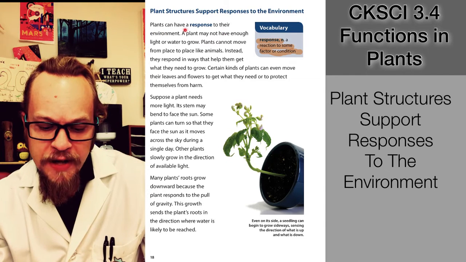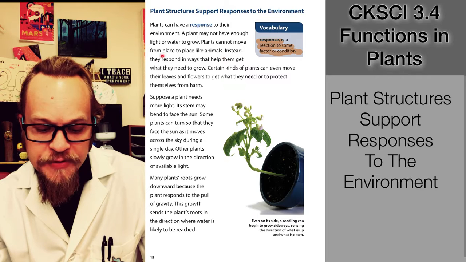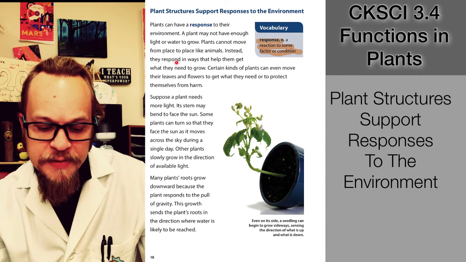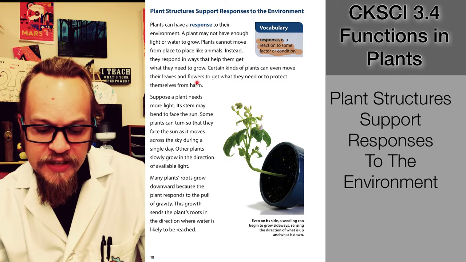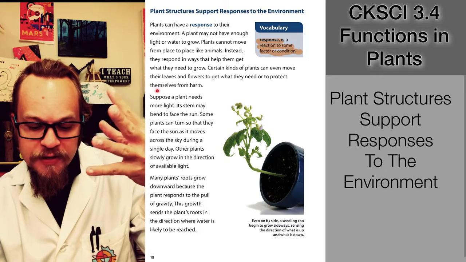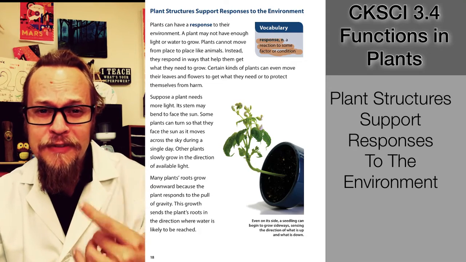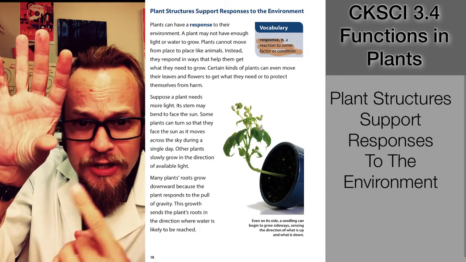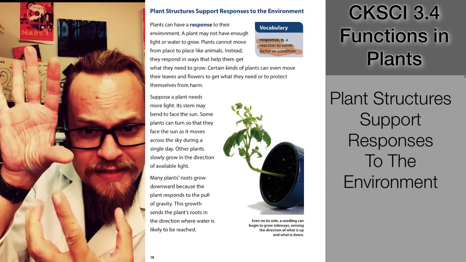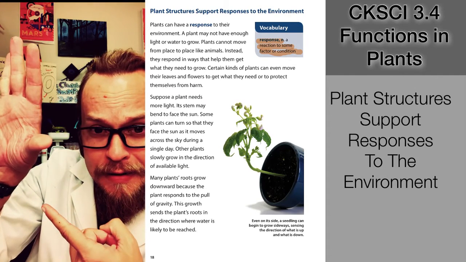Plants can have a response to their environment. A plant may not have enough light or water to grow, so plants cannot move from place to place like some animals. Instead, they respond in ways that help them to get what they need to grow. Certain kinds of plants can even move their leaves and flowers to get what they need or to protect themselves from harm. If you're familiar with sunflowers, Mr. Chambers' favorite type of flower, the sunflower moves throughout the day tracking the sun. It tries to face all of its yellow leaves towards the sun.